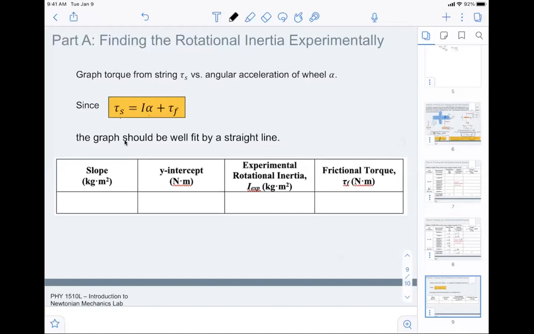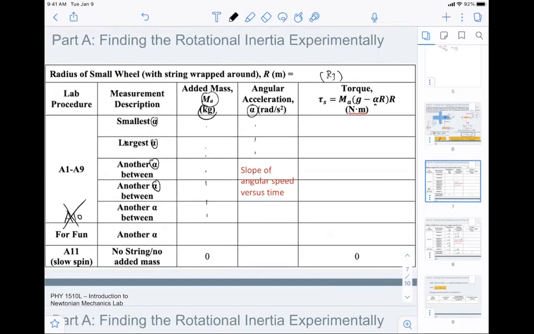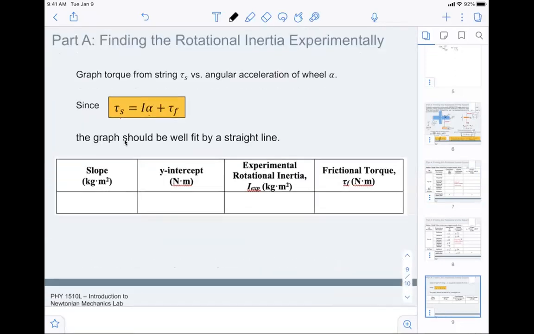So in this case, change everything to make sure that you use kilograms here, and A is already in radians per second square. You don't have to do anything. And alpha, the R that was in millimeters from your data, change it to meters. If you do that, your slope should be in the correct unit, and that is your experimental value for I.